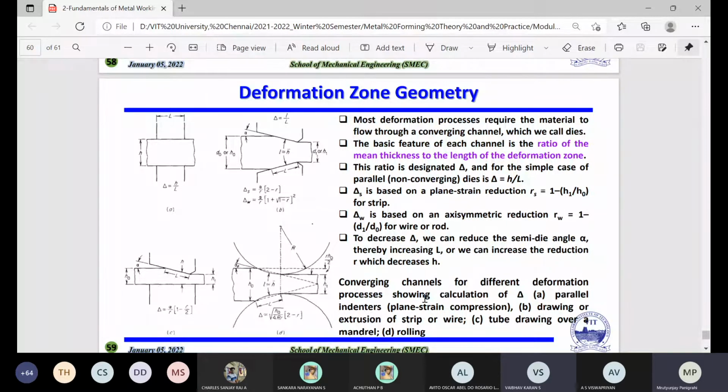Similarly, I mentioned here the deformation zone geometry, how actually you are getting it in one step, whether this is rolling or whether this is forging. So most deformation processes require the material to flow through a converging.